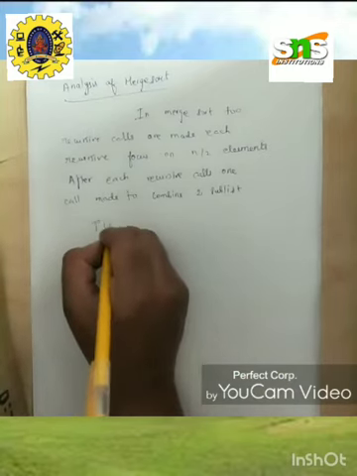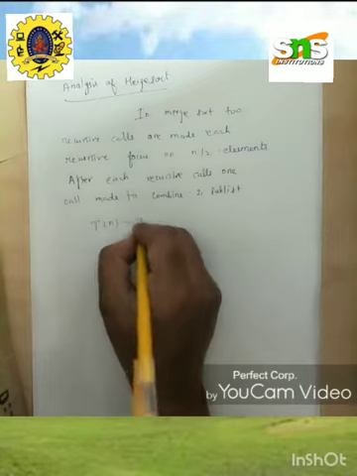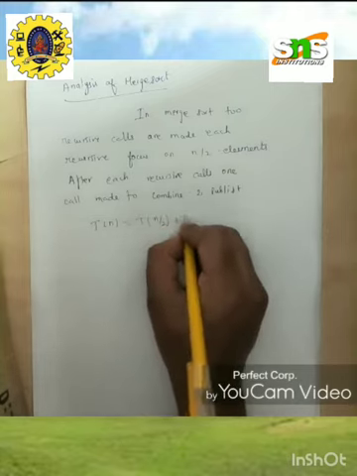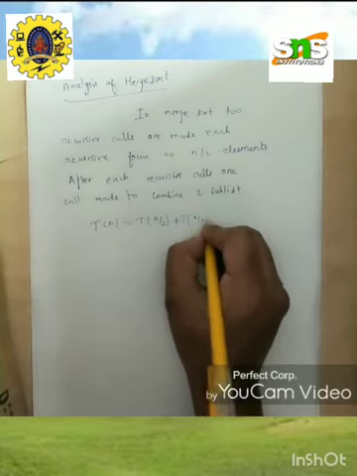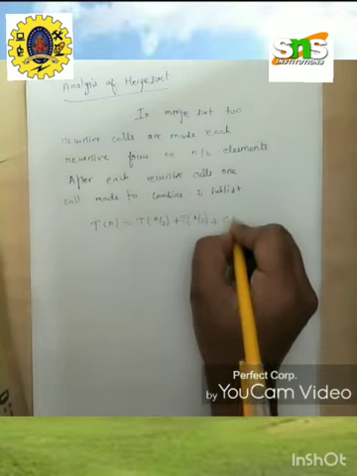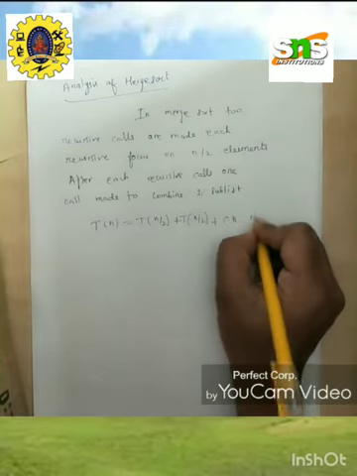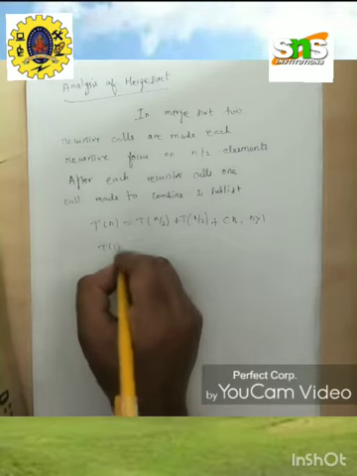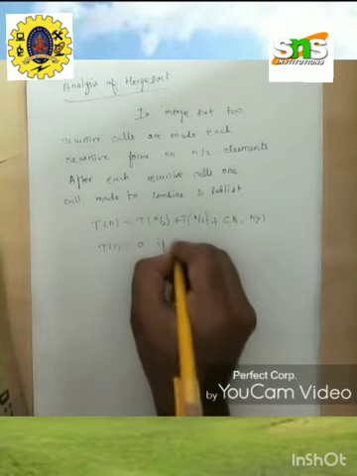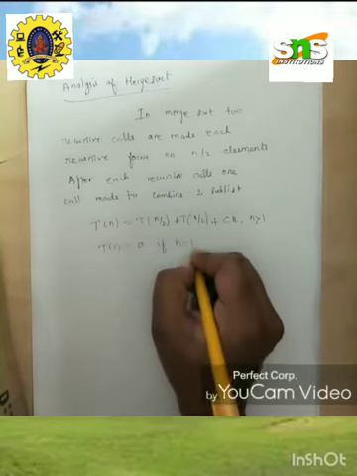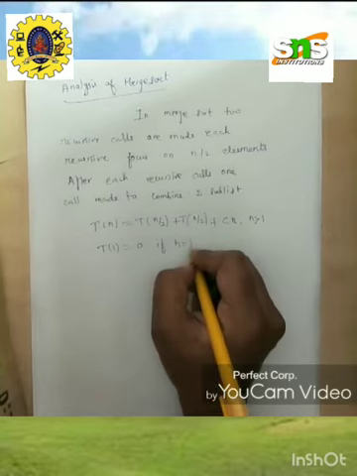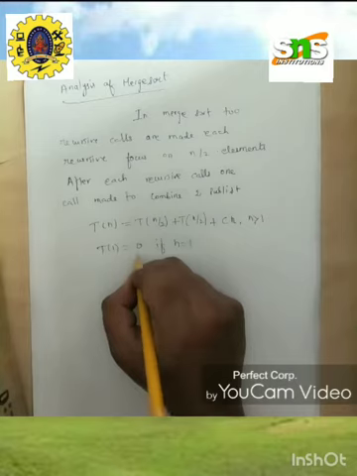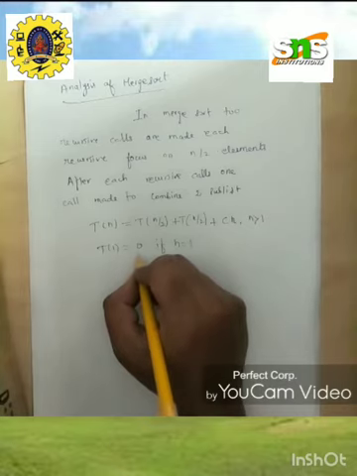So write it as T of n equal to T of n by 2, this is for sorting the left sublist, this is for sorting the right sublist, plus the merge function, for n greater than 1. Then T of 1 equal to 0 if n equal to 1. If n equal to 1, there is no need to call the sorting functions, no operation is performed. So T of 1 is equal to 0.